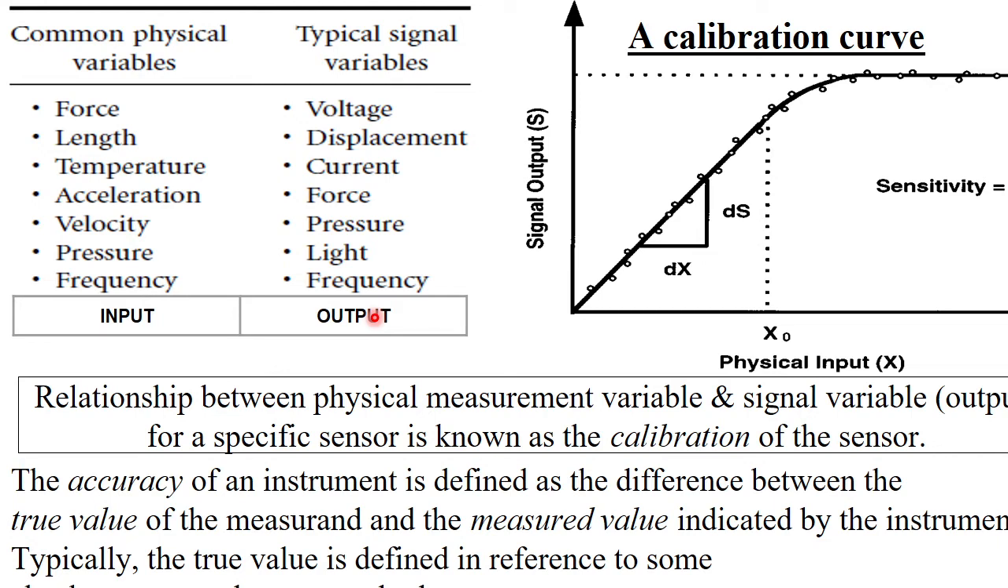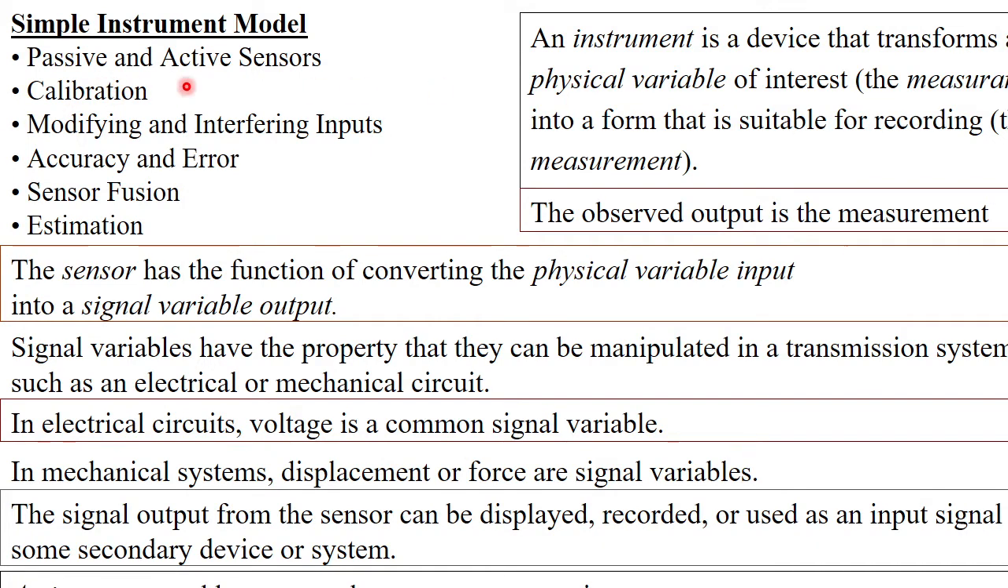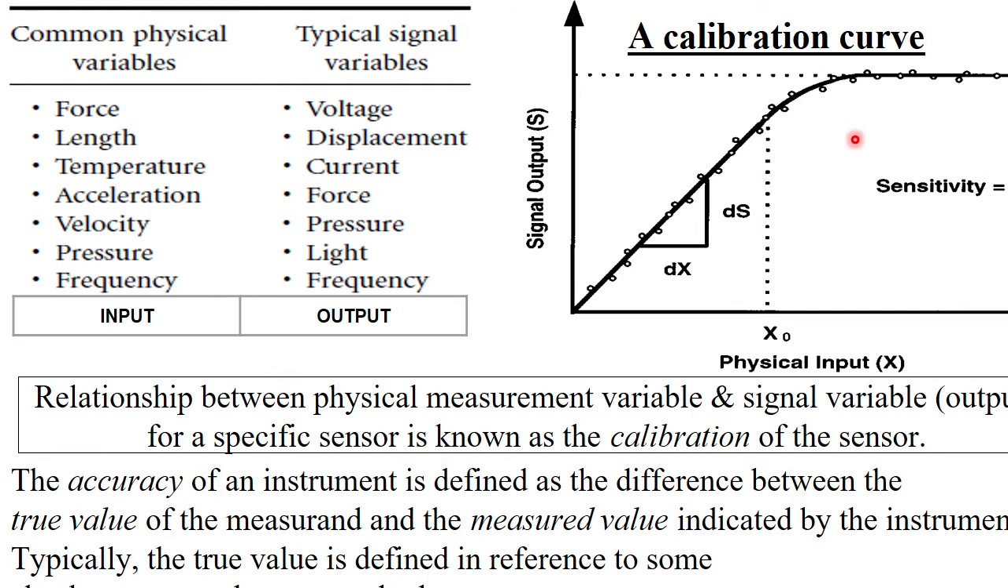Now, for any signal output from a sensor, there is a particular range in which we can make the measurement. Usually this is provided by the calibration curve. This is the calibration curve for the sensor. So what is the usable range?